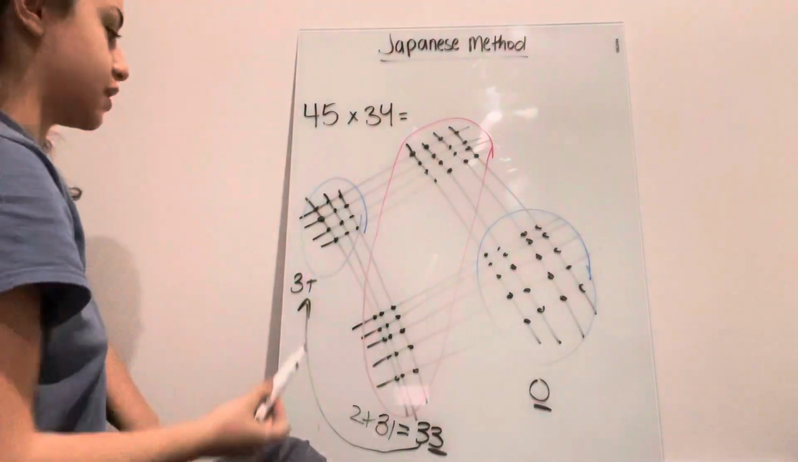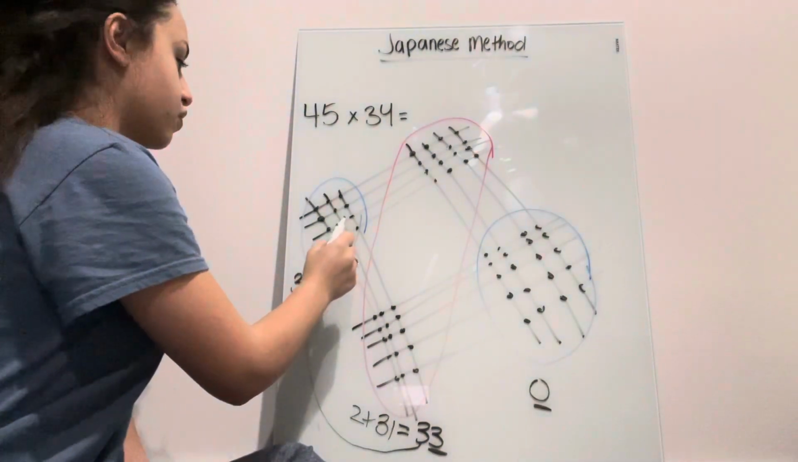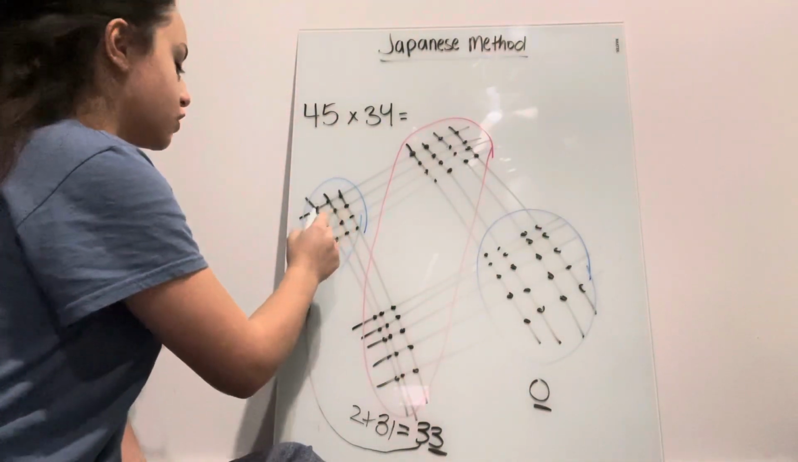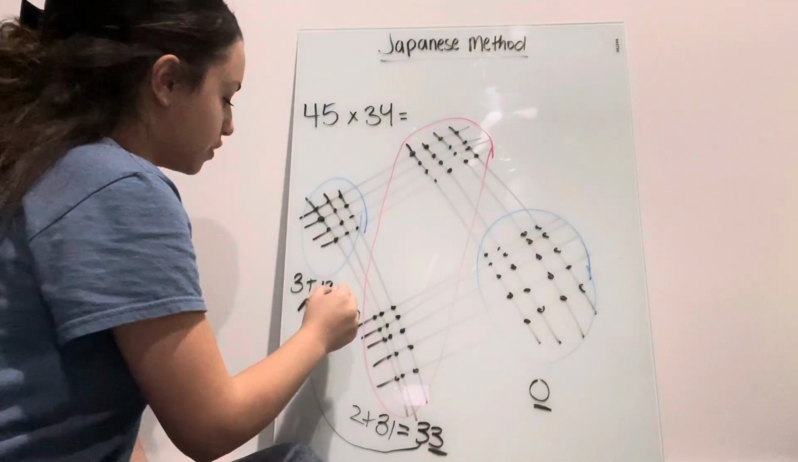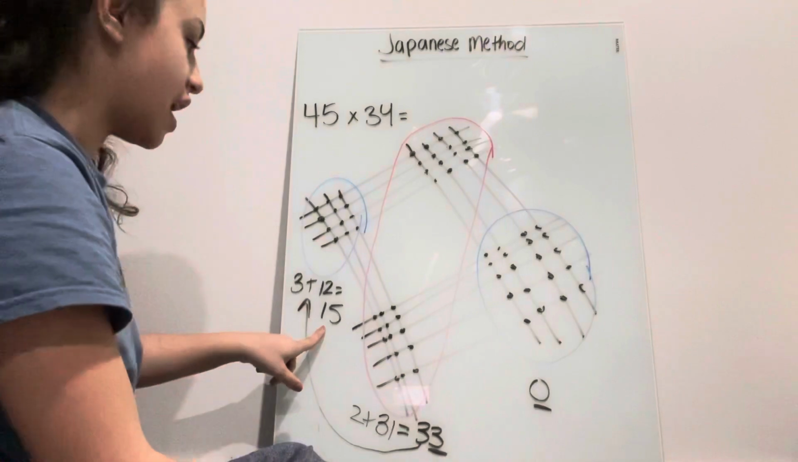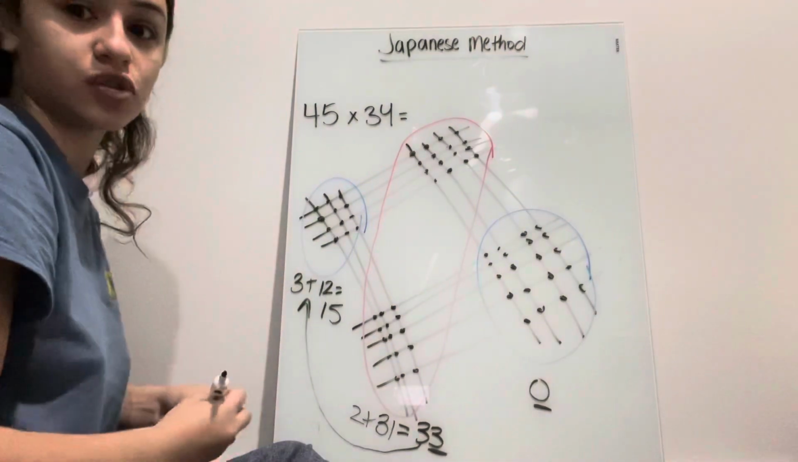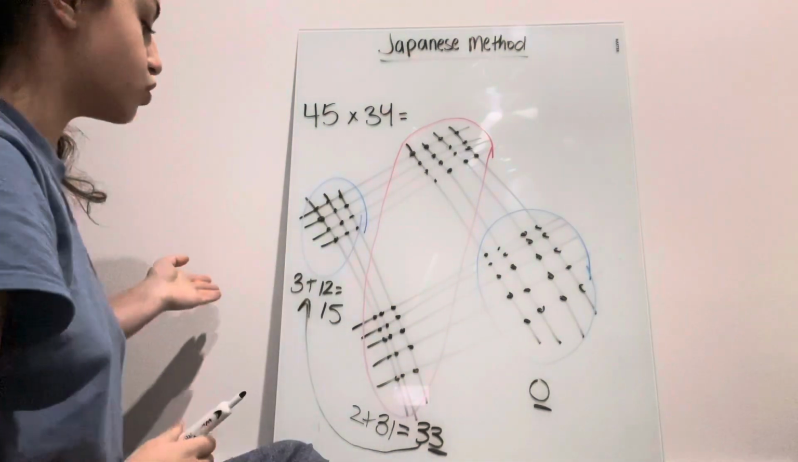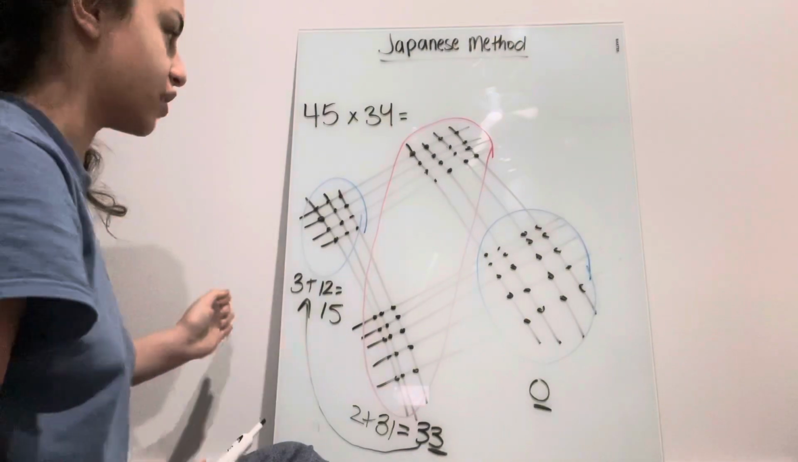And let's count our last group. 1, 2, 3, 4, 5, 6, 7, 8, 9, 10, 11, 12. And 12 plus 3 is 15. Now, this is also a double digit. However, this is the last group, so it's okay. We have no other group to add our friend to.